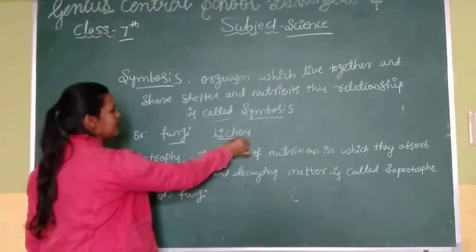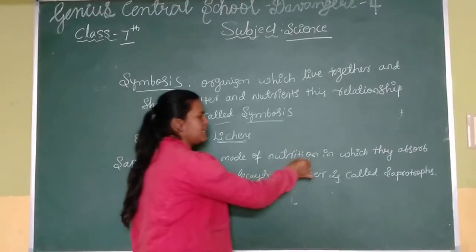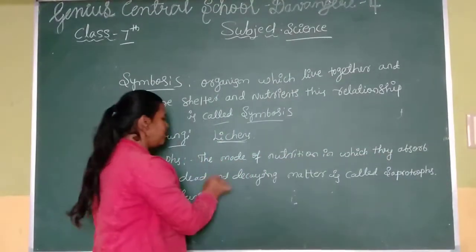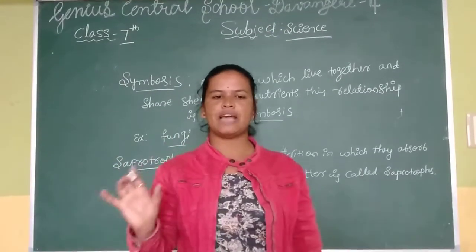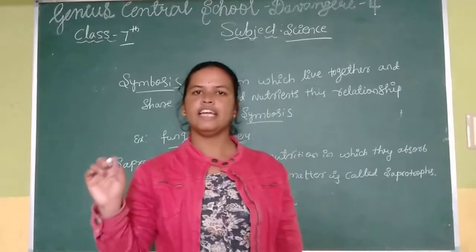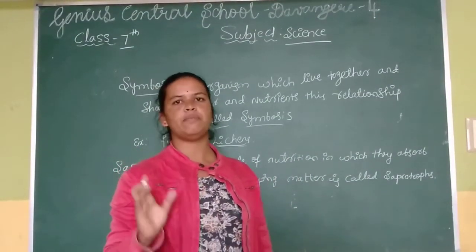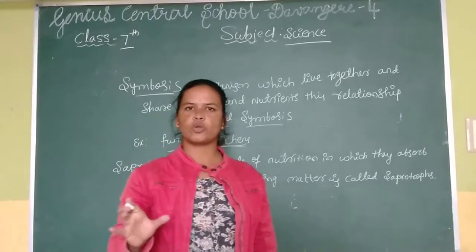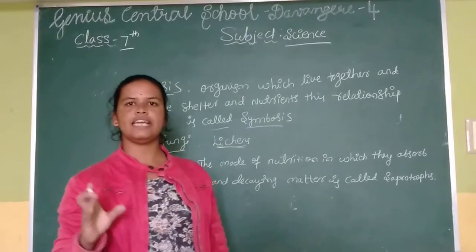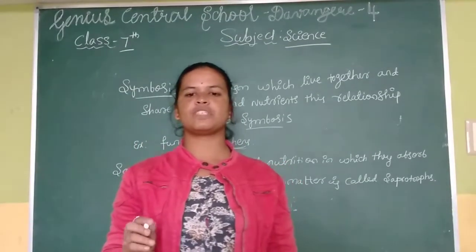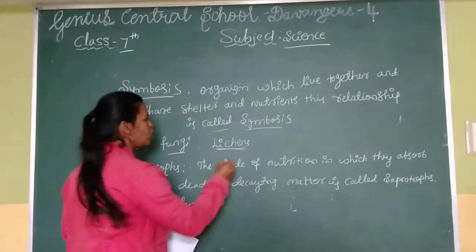In fungi, lichen is also one of the examples. Saprotrophs means the mode of nutrition in which the organism absorbs dead and decaying matter. The organisms which can absorb dead and decaying matter are called saprotrophic organisms.